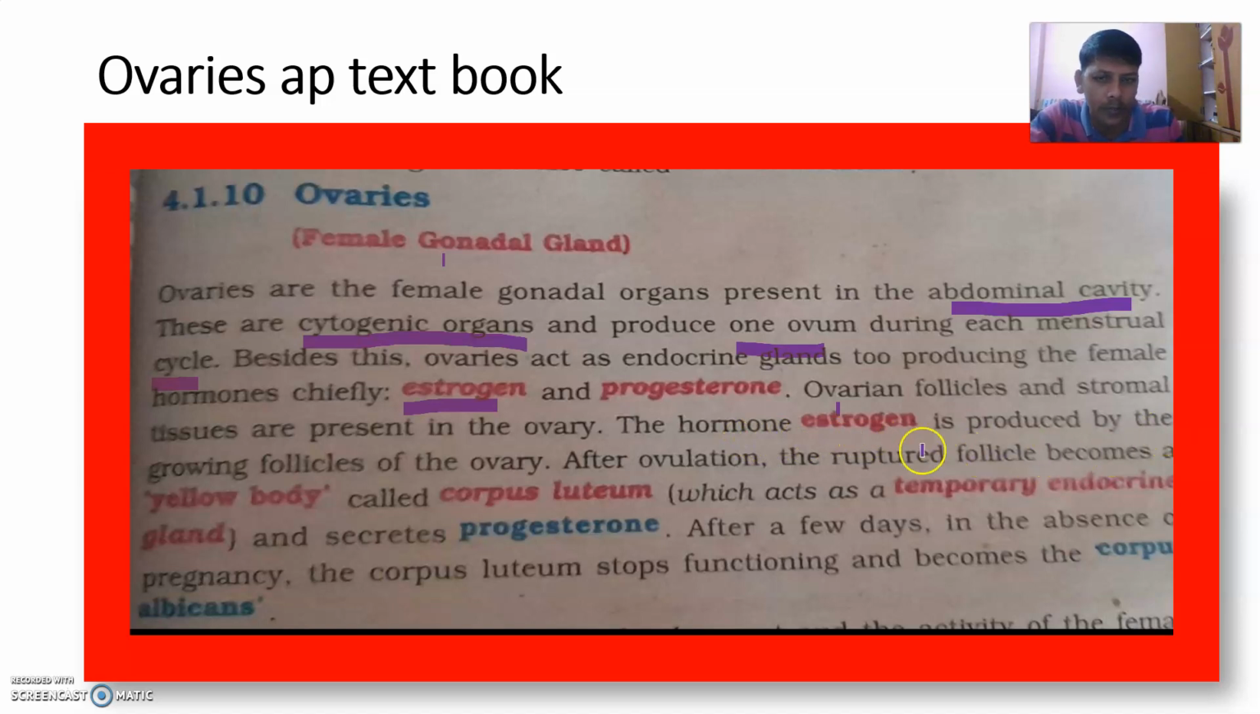The hormone estrogen is produced by the Graafian follicles of the ovary. After ovulation, the ruptured follicle becomes the yellow body, the corpus luteum, which acts as a temporary endocrine gland, very important one, and secretes progesterone. After a few days, in the absence of pregnancy, the corpus luteum stops functioning and becomes a corpus albicans, the white body. First it is a yellow body, and later it becomes a white body, that is called corpus albicans.